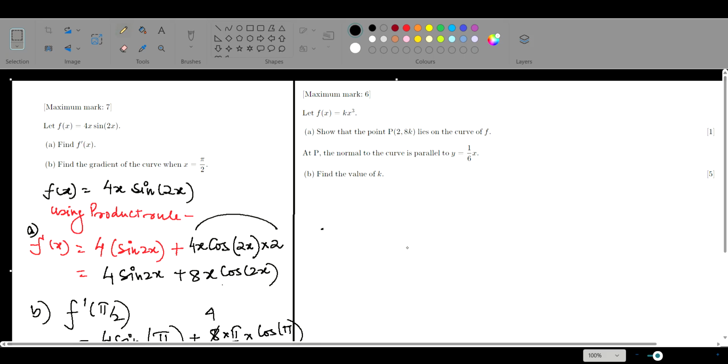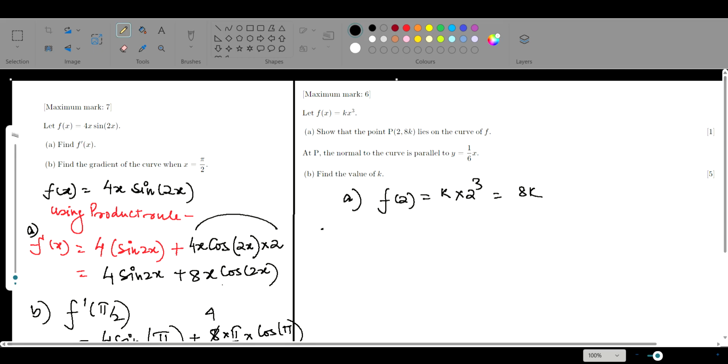So the first one is a very direct question where you have to substitute the value of 2 for x and get the value for y. So it's k times 2 cubed, which means it is 8k.